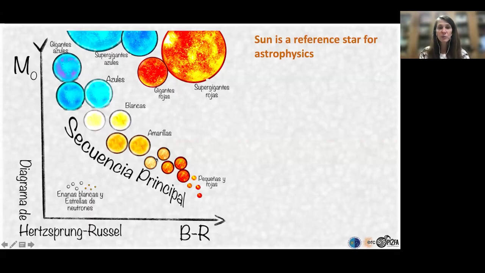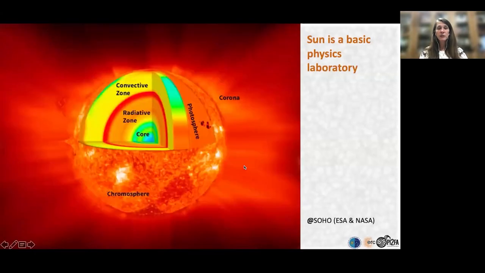And therefore, it's so important to have precise information about the sun, about the abundances, about how the processes are inside the sun, and also in the solar atmosphere, how there are coronal mass ejections, and so on, because it's a reference for the rest of the astrophysics. And then another reason to study the sun is because it's a huge physics laboratory. The conditions that we have inside the sun cannot be reached on Earth. And this is good because it's very, very hot inside the sun.